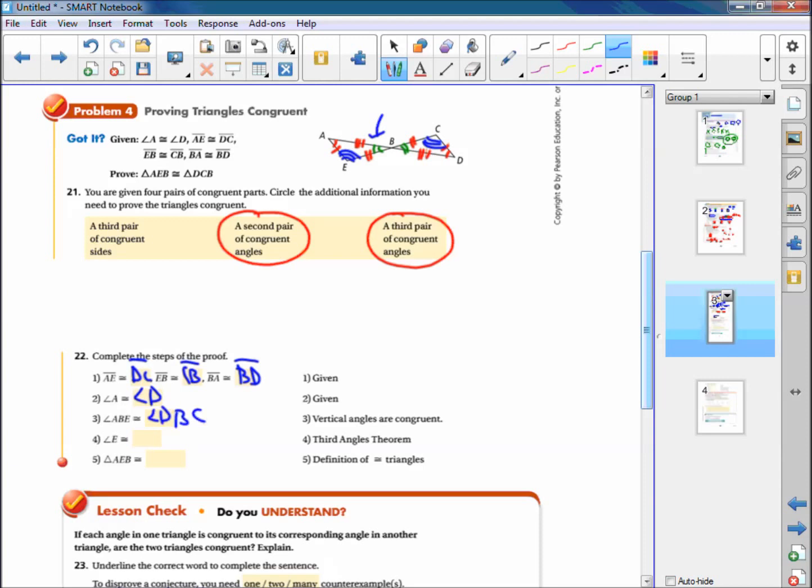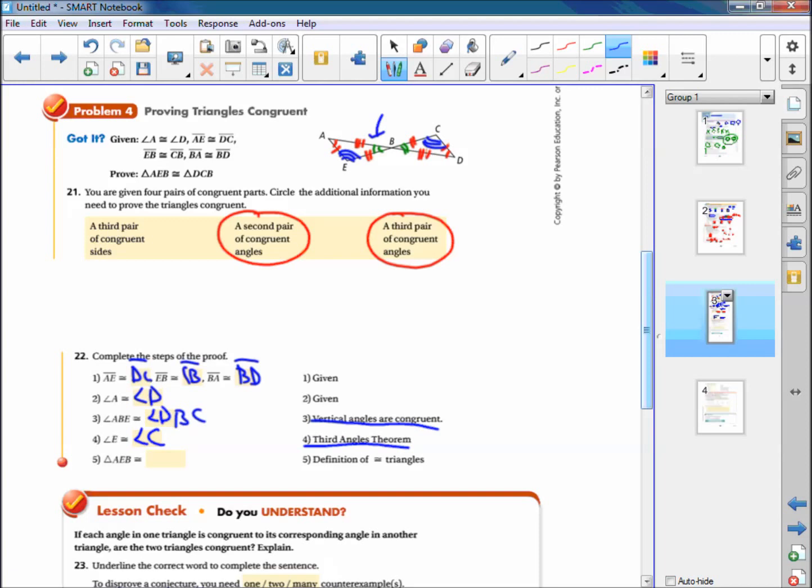It's going to be the same angle if we name it the other way, but we should always try to keep our corresponding parts in the same place. So this is true because they're vertical angles, so we can use that vertical angles are congruent, or you can write the vertical angles theorem in this spot. And then since we have two angles the same, we can get the third one. So angle E and angle C are going to be the same by the third angle theorem, what we just learned in the problem above. And then that means my two triangles are the same.